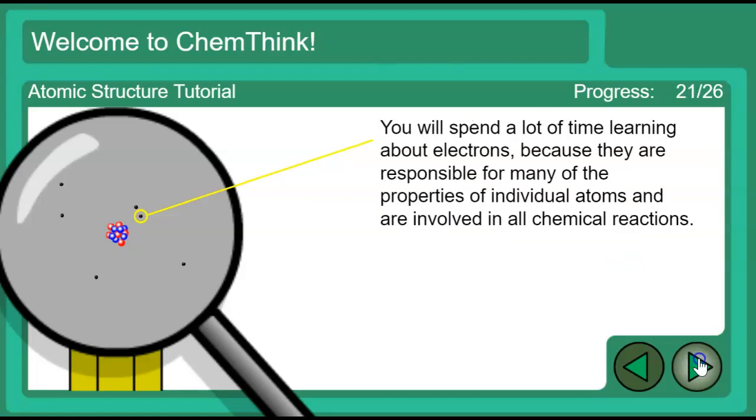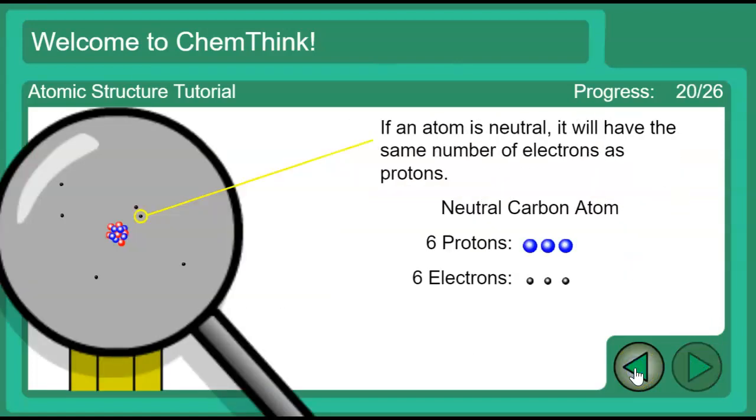All right, we're getting to some good and important stuff here. So remember that the word neutral would mean that there would be no positive or negative charge. The number of positives equals the number of negatives, okay? Or in other words, if an atom is neutral, it will have the same number of electrons as protons.